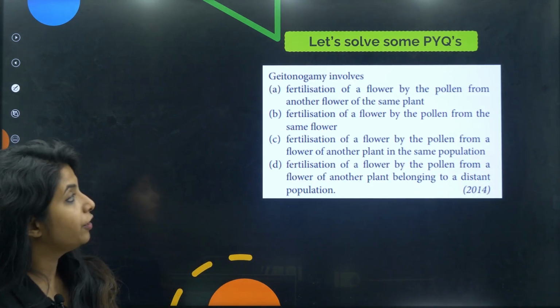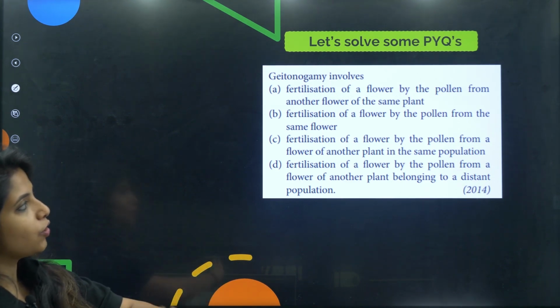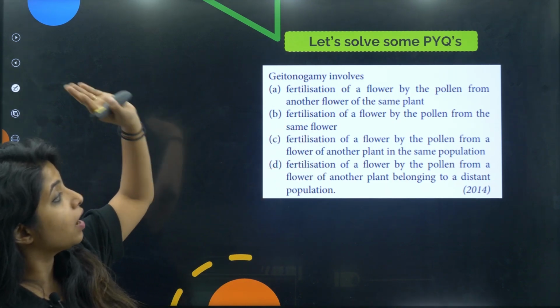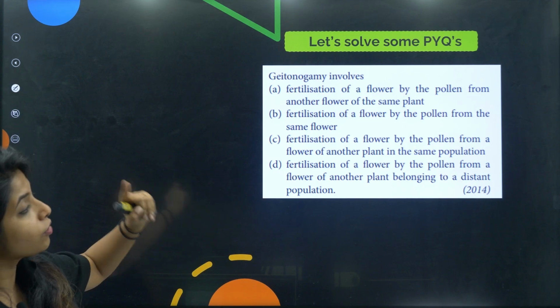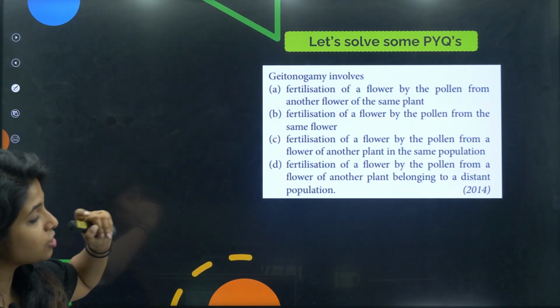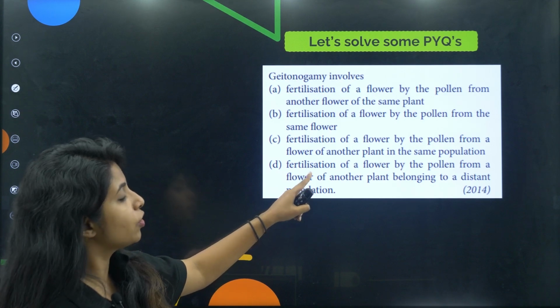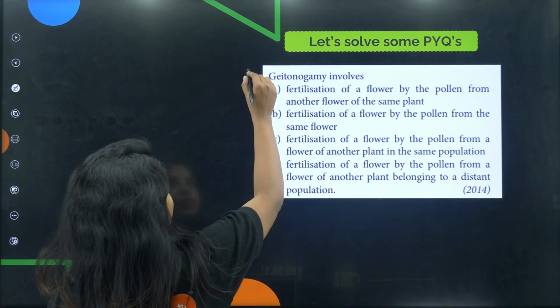Geitonogamy involves fertilization of a flower by the pollen from another flower of the same plant, fertilization of a flower by the pollen from the same flower, fertilization of a flower by the pollen from a flower of another plant in the same population, or fertilization of a flower by pollen from a flower of another plant belonging to a distant population. You can tell me the answers again in the comment section.